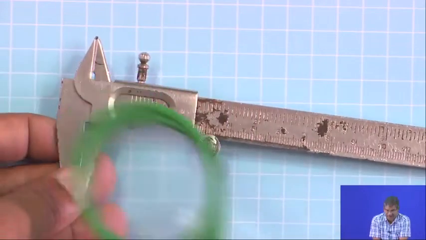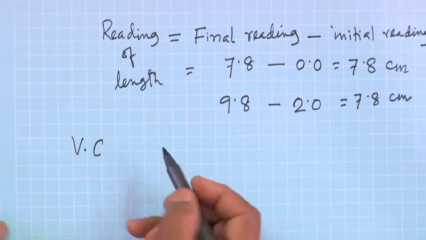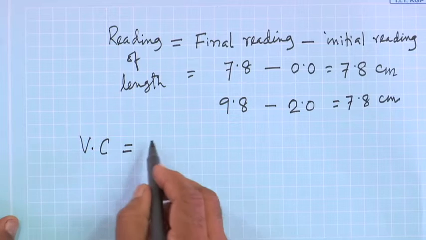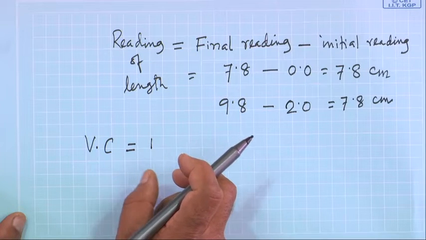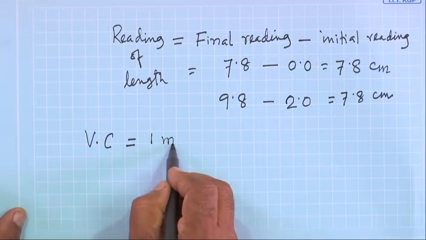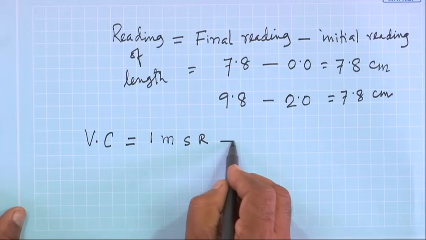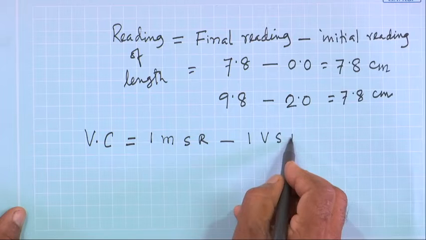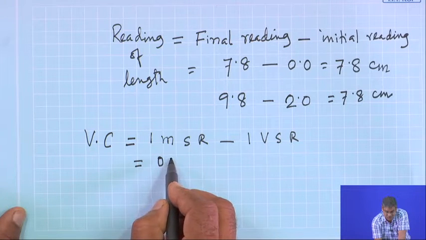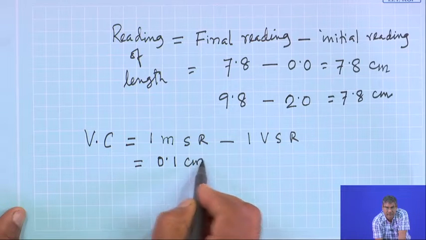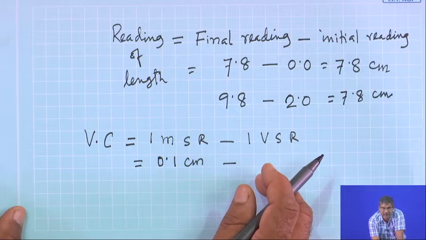Now, the definition of the vernier constant is the difference between one main scale reading and one vernier scale reading. So, one main scale reading minus one vernier scale reading. One main scale reading is 1 millimeter, which means 0.1 centimeter, right, minus one vernier scale reading. How much is that?